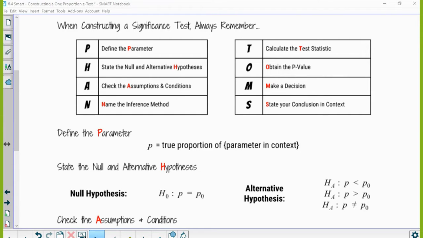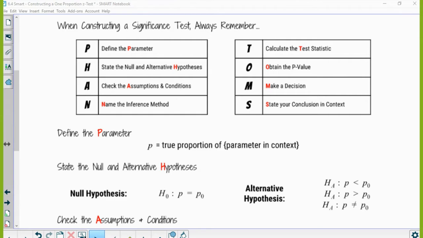P is going to stand for define the parameter. H is state the null and alternative hypotheses. A, check assumptions and conditions. N, name the inference method. T, calculate test statistic. O, obtain p-value. M, you're going to make a decision. And S is state your conclusion in context.